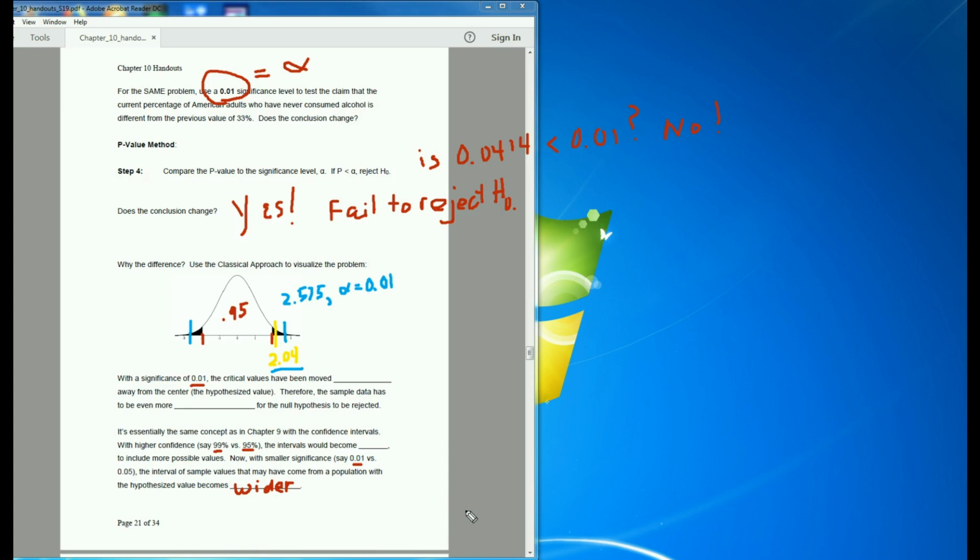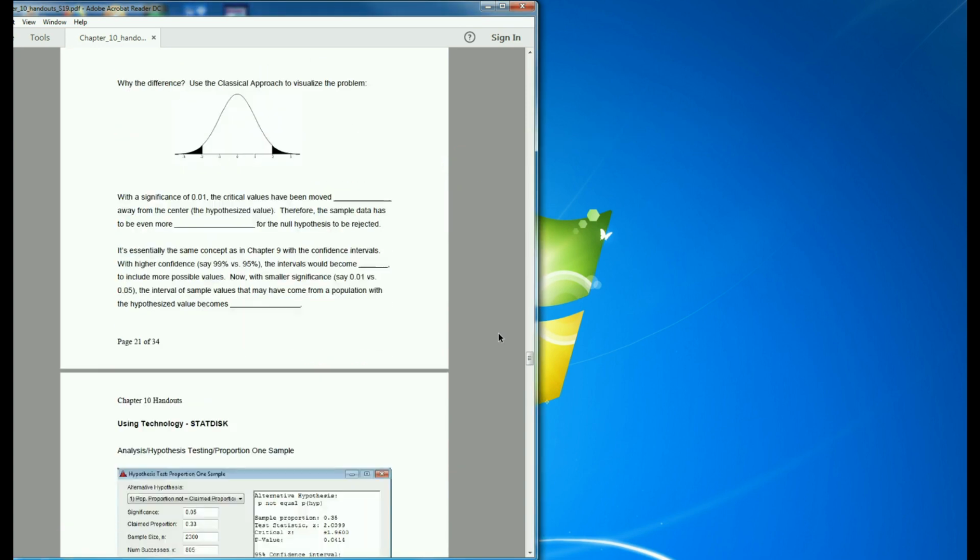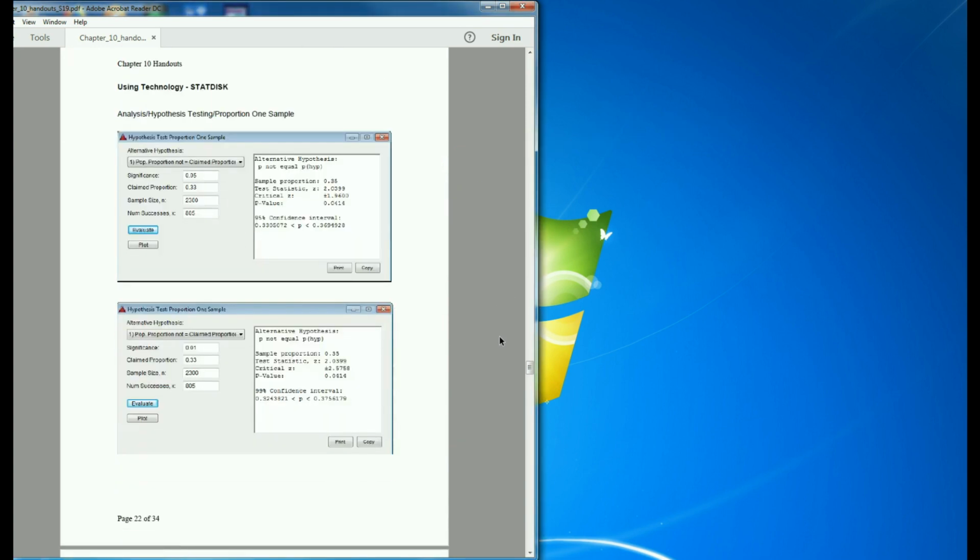All right. I'm going to erase and move on to one more page. Just a quick note that you can use StatDisk for this, and you might want to use it as a tool for checking your assignment 10.